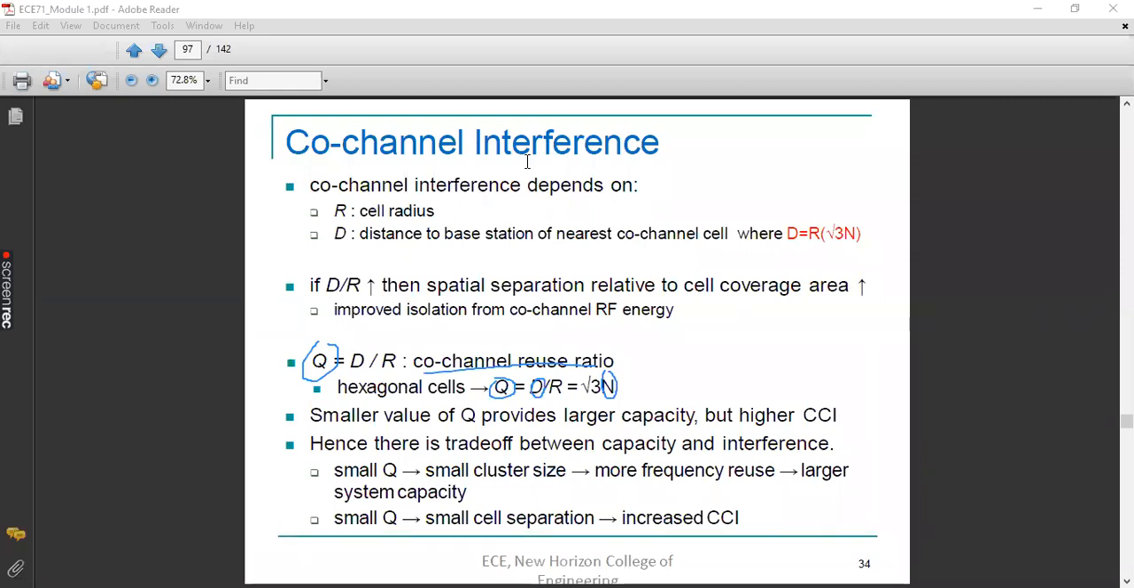In that case, the capacity will be large, but you are compensating in quality. So when capacity is large, quality is less. The same applies the other way: if you are maintaining large quality, capacity will be small. I would like to repeat this once again.